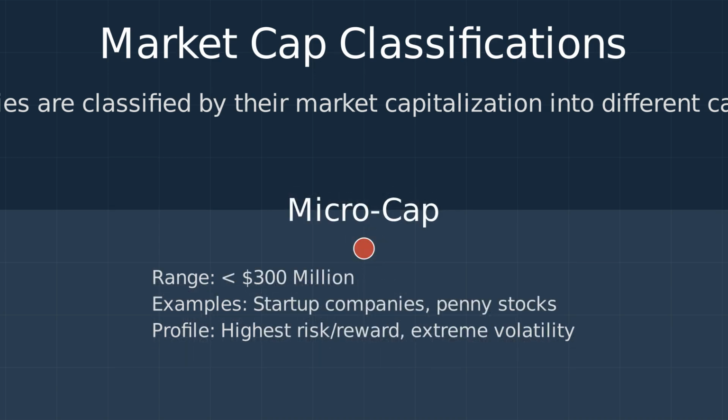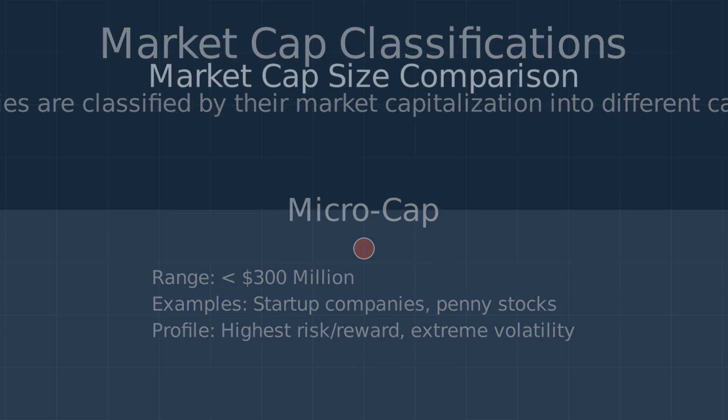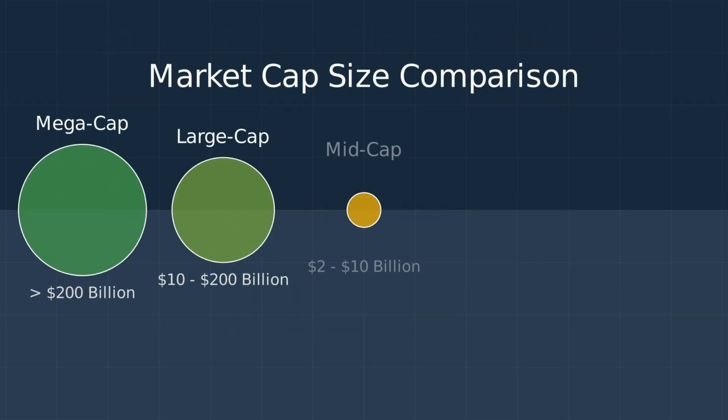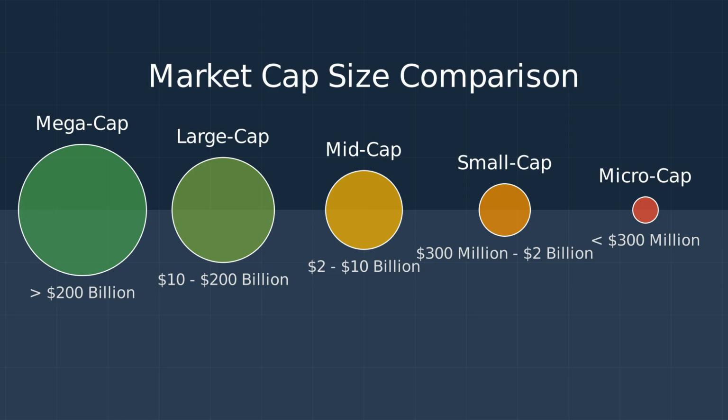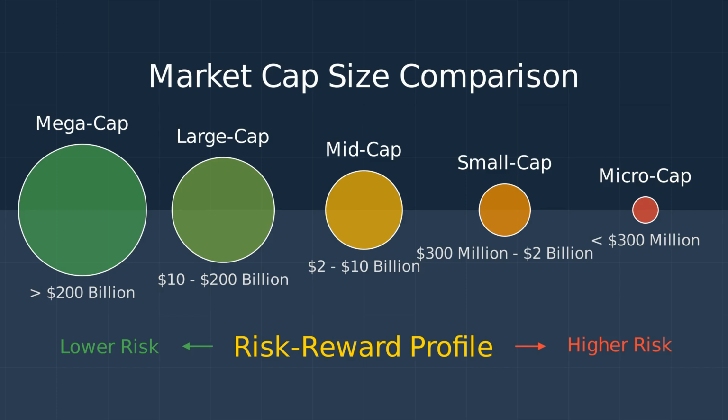Microcap companies have market caps below $300 million. These are often startup companies or penny stocks with the highest risk, but also potential for substantial returns. When comparing these classifications side by side, we can see the dramatic difference in size from megacap to microcap companies. These classifications help investors understand the relative size and risk-reward profiles of different companies. Generally, as market cap decreases, both risk and potential reward increase.